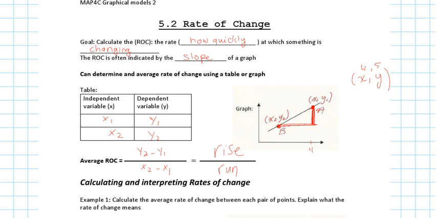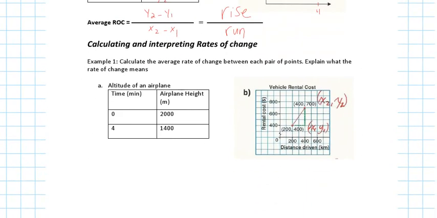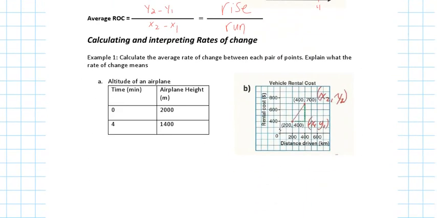Are we okay with this formula? So let's look at an example, because with examples, everything will be clear. Calculate the average rate of change between each pair of points. Explain what that rate of change means. What I did here is I added the letter A because that says average, and it becomes AROC. Average rate of change.